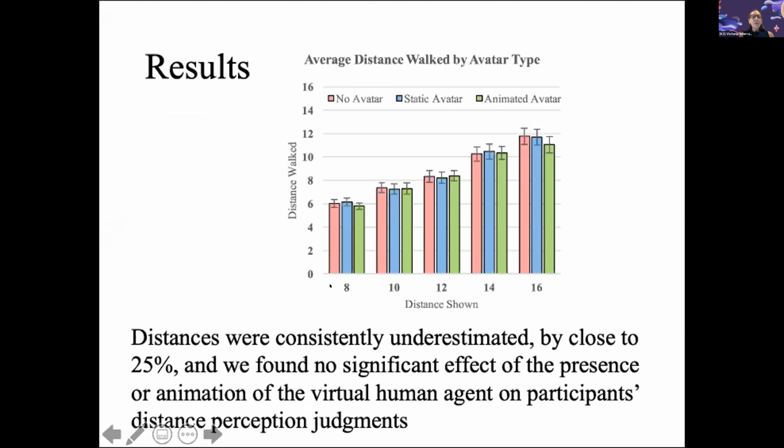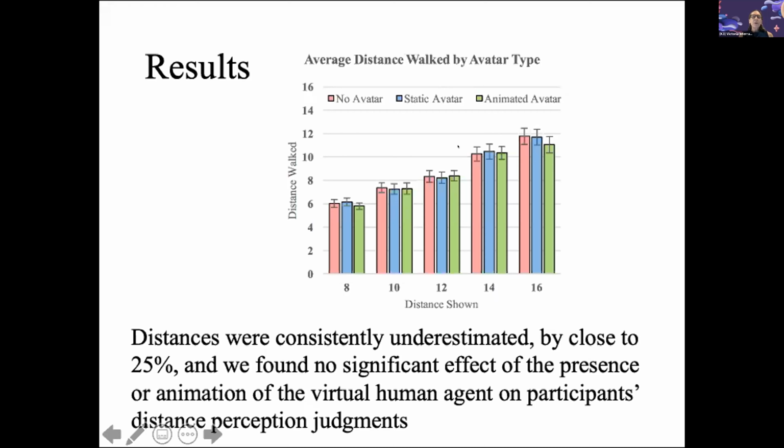If we showed them 8 feet, they would walk 6 feet. 10 feet, they would walk about 8 feet. 16 feet, they would walk 12 feet. So it's a pretty much consistent 25% distance underestimation for all 3 of the different avatar conditions. So there's no evidence here of any added benefit of the presence of the virtual Carla model in terms of the accuracy of people's distance judgments. And that was a little bit disappointing.